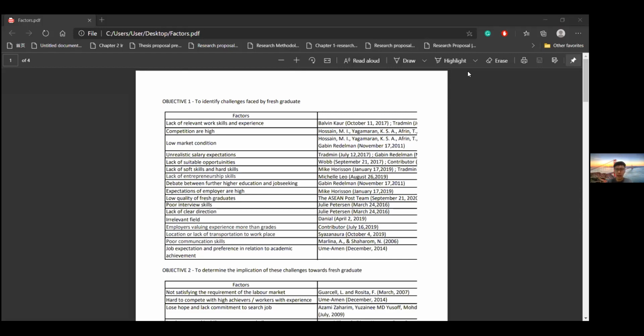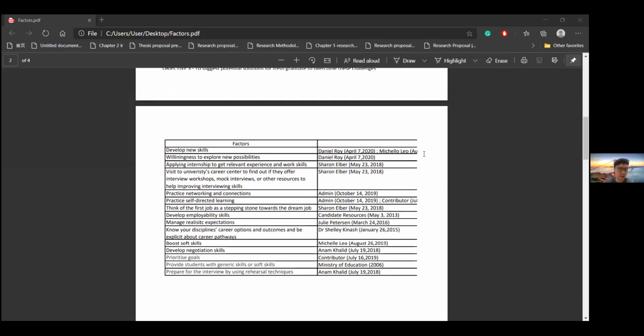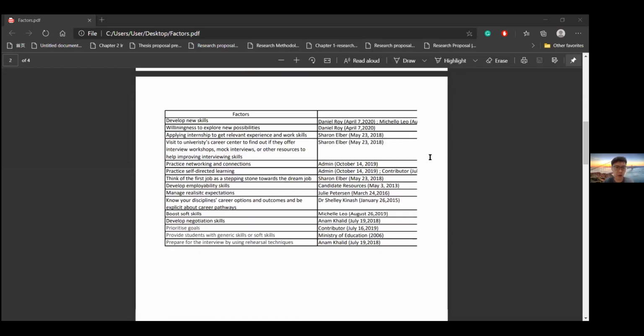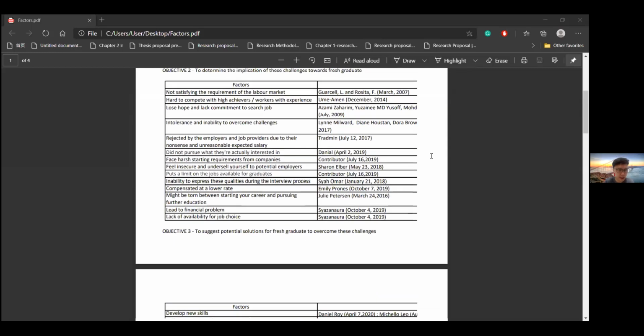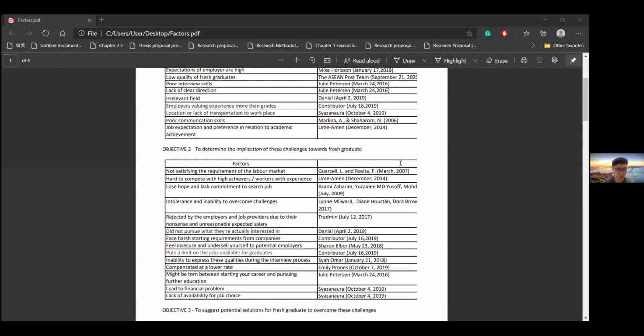Okay, so thank you. Can you scroll down the slide? Scroll down. So you see what our friend found for objective 2. So he found all the factors. Okay, develop new skill and so on. So from here, you can guess what is his second objective. Even if you didn't see it, when you read this, you can guess what is his second objective, right? So what is your second objective? Okay, sorry, third objective.